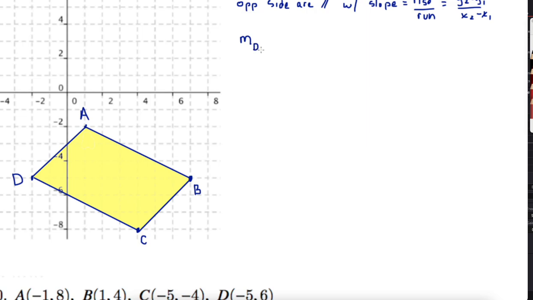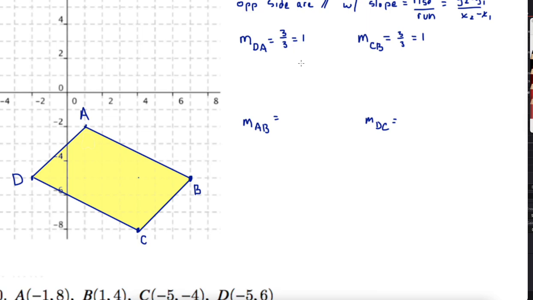So let's say slope from D to A. And we're also going to find the opposite side, so slope from C to B. And then we're going to do the slope from A to B and the slope from D to C. And let's compare all four of these and see what we get. So D to A. We're rising 3, running 3. So 3 over 3, that's 1. Now let's do C to B. We are rising 3, running 3. 3 over 3, which is 1.